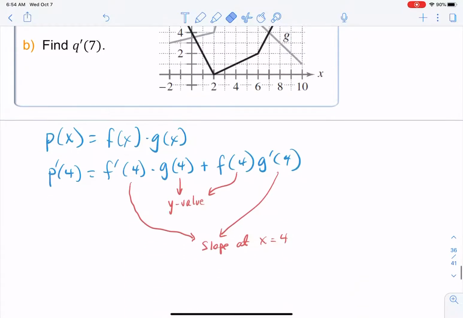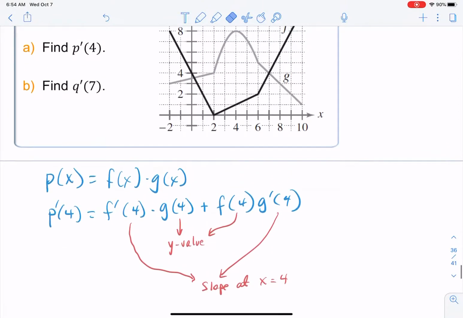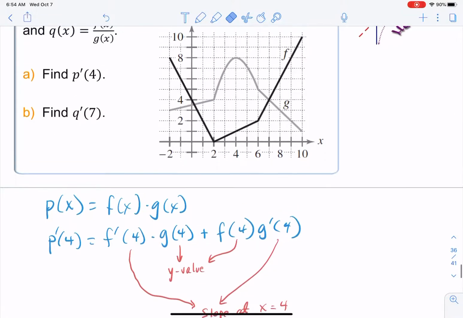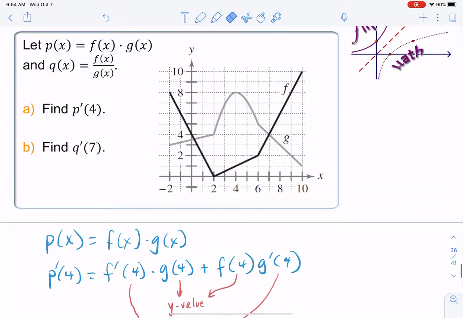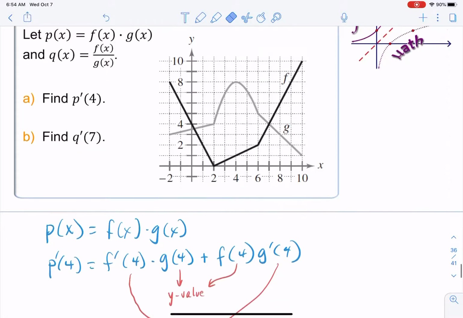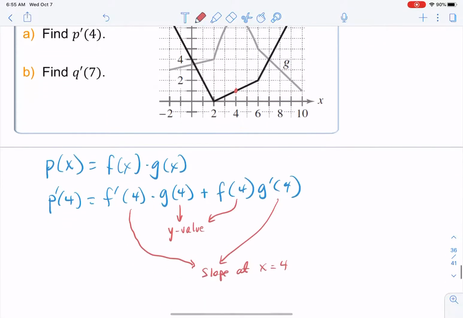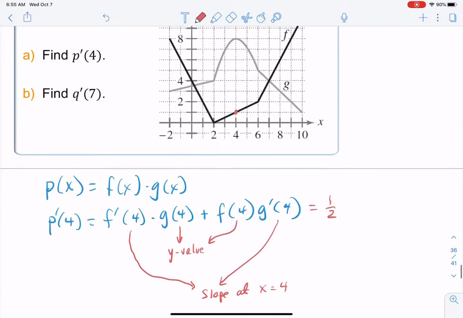So let's see what the derivative of p at 4 is going to be. So the first thing that I need is f prime of 4. So the f is the bold black graph, and then at 4, well, notice it's just a line. And what is the slope of the line? The slope of the line here is exactly constant. It's the same exact value anywhere on this line. So if I go up 1 and over 2, looks like it's just a half. Apparently I switched to red, but okay, we'll just go with it.